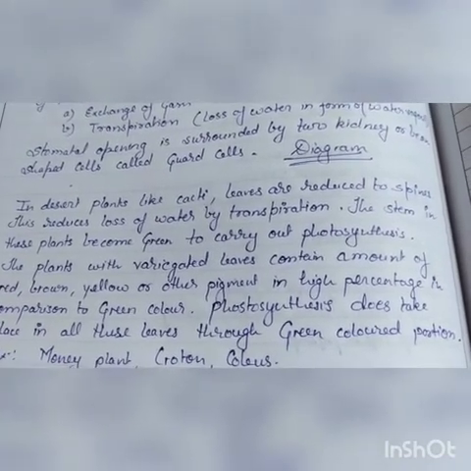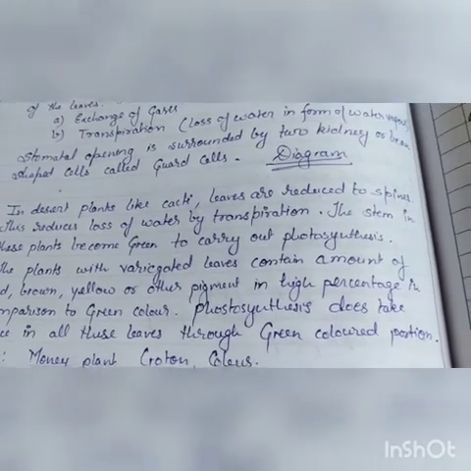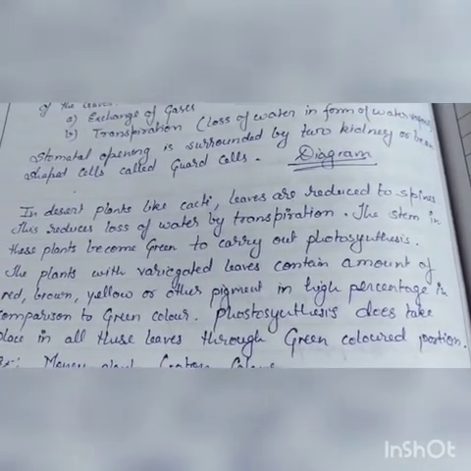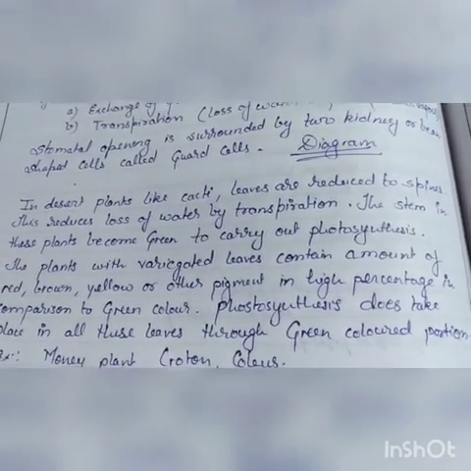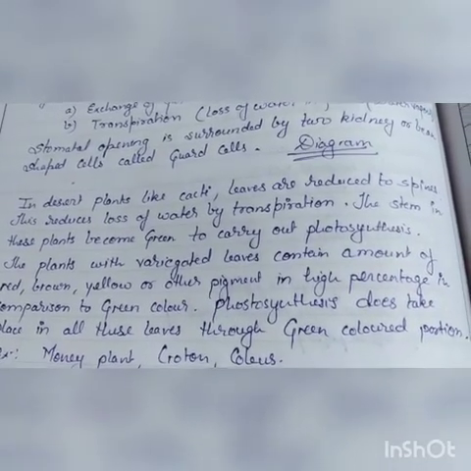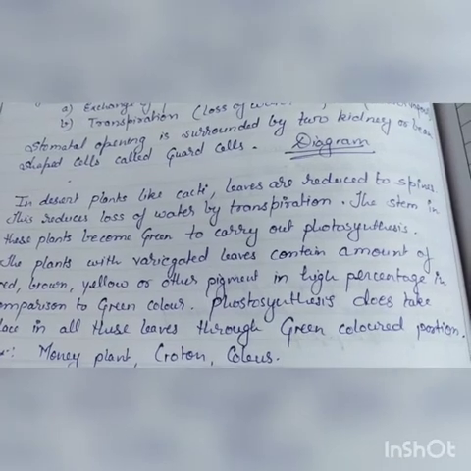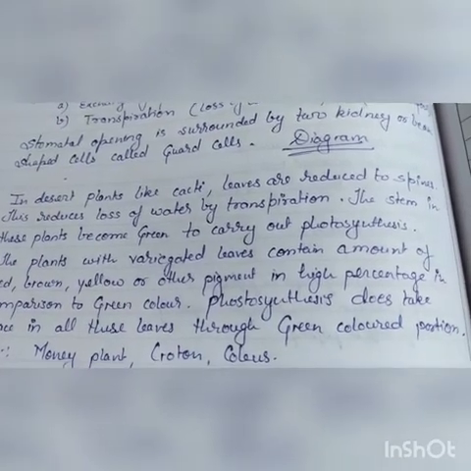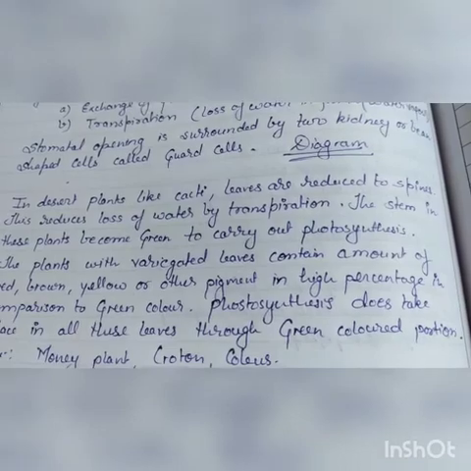So just to prevent this transpiration process, they adapted themselves to the conditions, and they converted their leaves into spines or thorns, so that there will be no more transpiration.